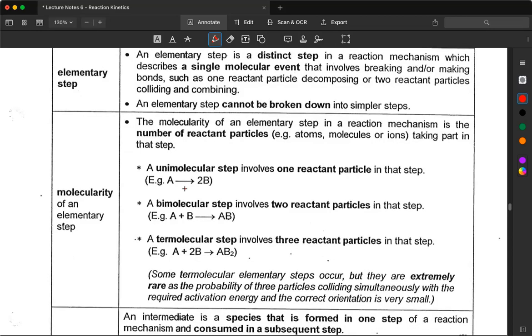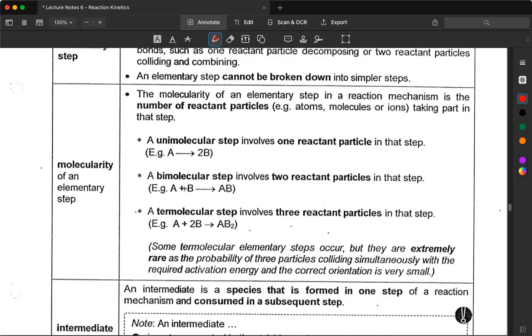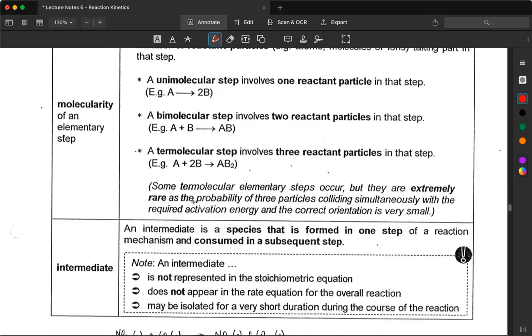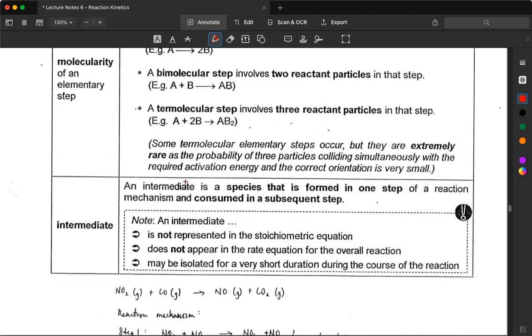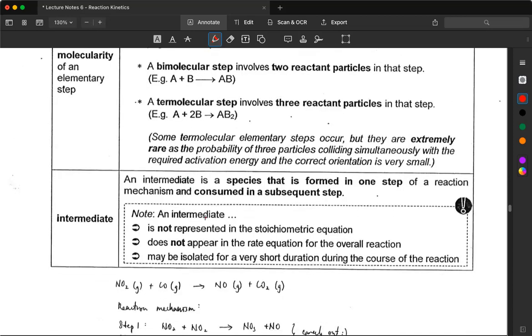If you have a unimolecular step, there's only one reactant particle. Bimolecular step, two reactants. Termolecular, three, but this is extremely rare, so we focus more on the first two here. An intermediate is a species found in one step. Let's say the reaction involves a few steps, step one, step two. The intermediate appears in step one but is consumed in step two, and you will not find it at the end of step two.